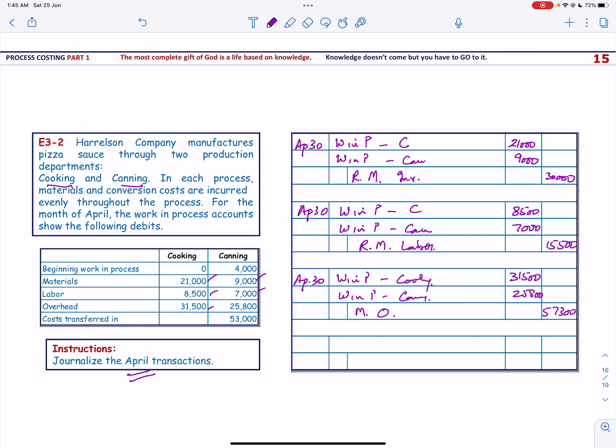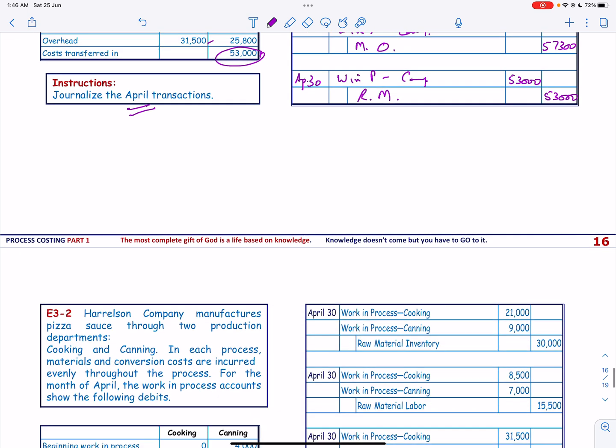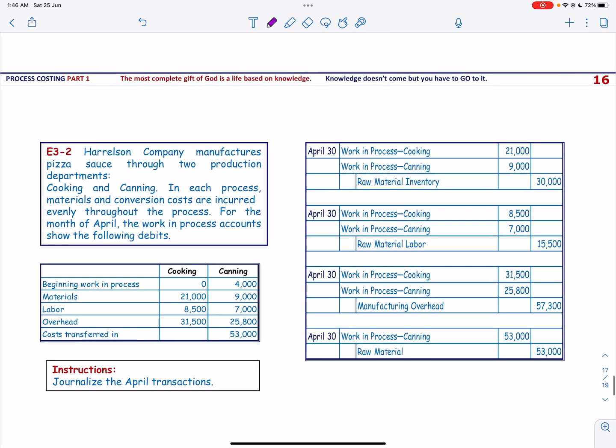Finally, they are transferring in for 53,000 on April 30. So work in process canning is debit by 53,000 and raw material is credit by 53,000. For those who cannot catch up with what I have written on this screen, you can look into the answer over here as well.